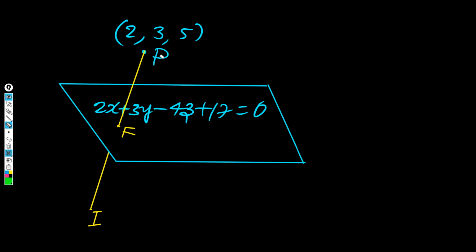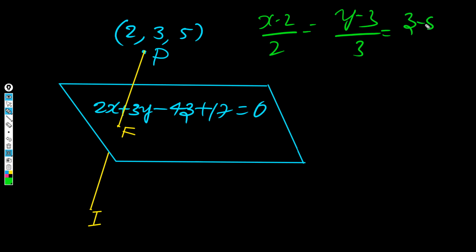See here, what is to be done? Whatever the normal to the plane is, that will be parallel to this. So I can form the line equation here like this: x minus 2 divided by 2 is equal to y minus 3 divided by 3 is equal to z minus 5 divided by minus 4. Take it as lambda. Create any point here, that is 2 lambda plus 2, 3 lambda plus 3, and 5 minus 4 lambda.